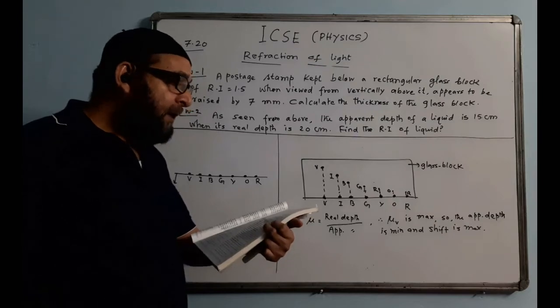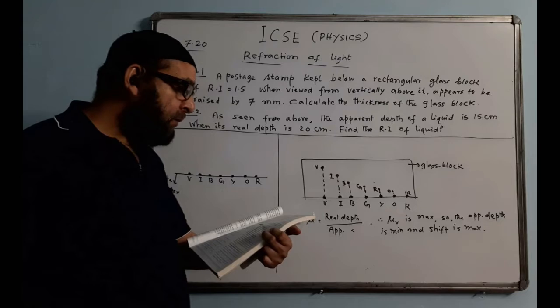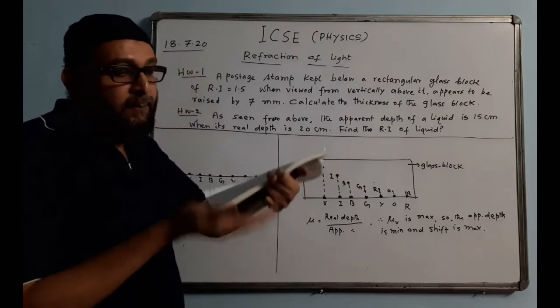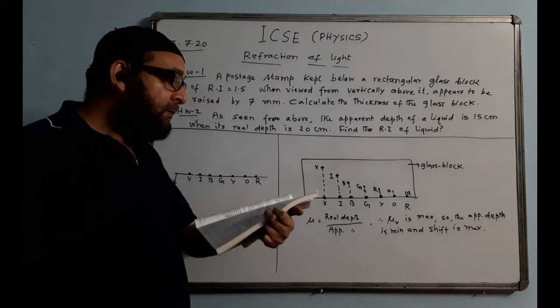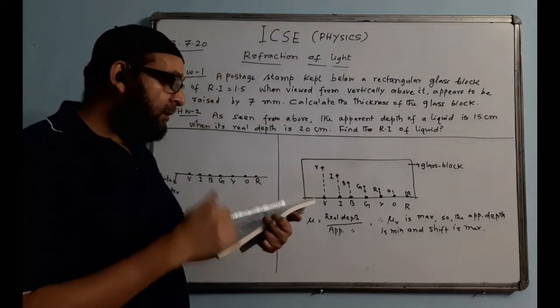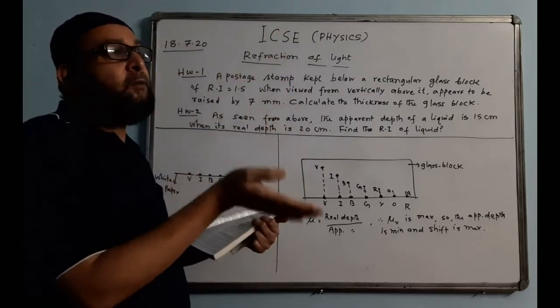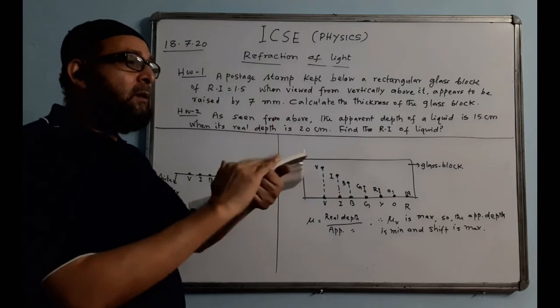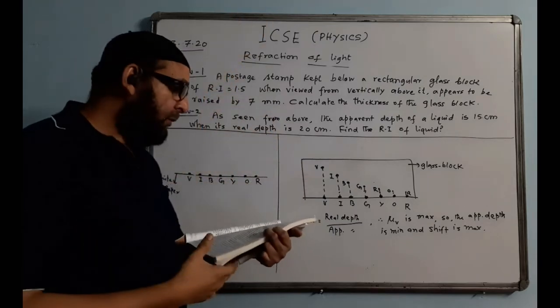An object placed in a denser medium, when viewed from a rarer medium, appears to be at a lesser depth. The position is appearing to be raised, so it will appear a bit shorter. On the other hand, an object placed in a rarer medium, when viewed from a denser medium, appears to be at a greater height. Greater because the position will appear to be raised. So now the apparent position will be more than its actual position. So it will appear to be raised.